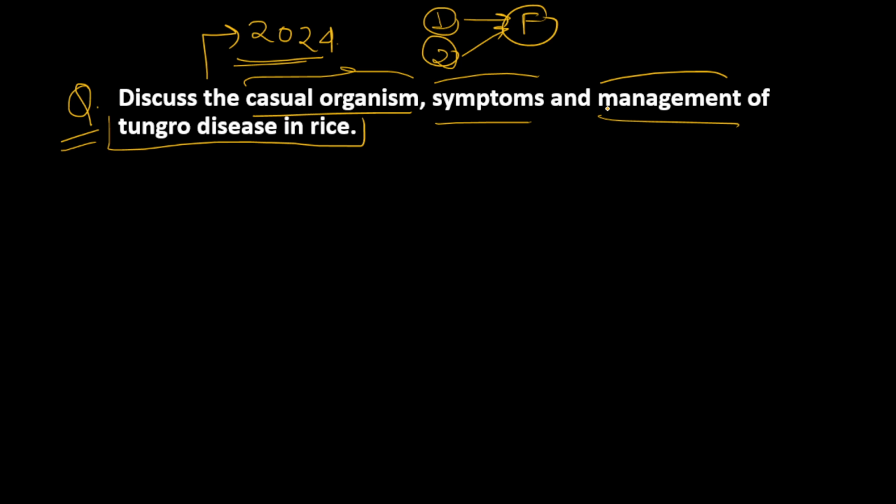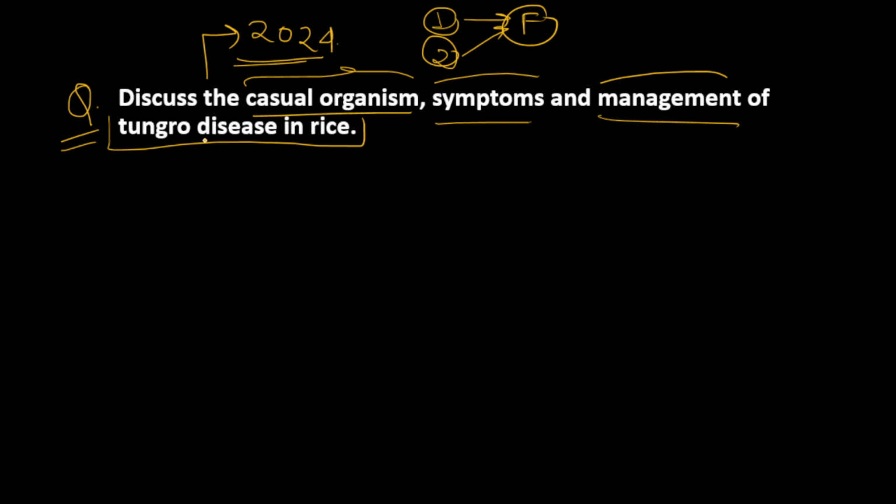Remembering all the crops' diseases is very difficult. So what I will suggest is to trace that common thing, since symptoms and management are common across many diseases, and remember only the causal organism of the diseases. Through this you can prepare a lot of diseases by making notes of just 10-15 pages. That is what I will suggest. Now let's start how we can approach this answer.